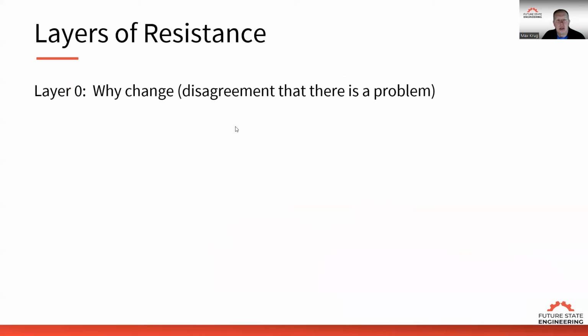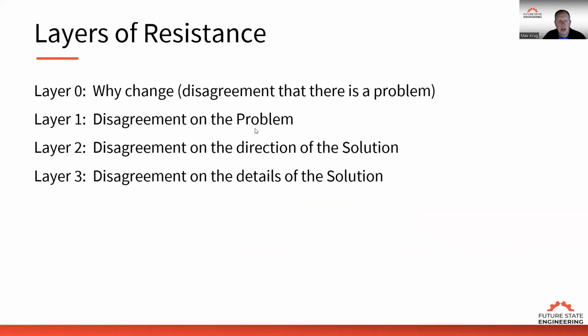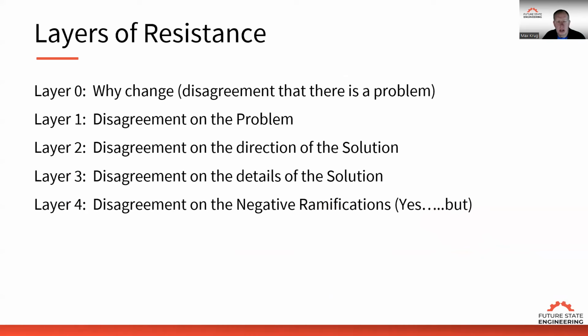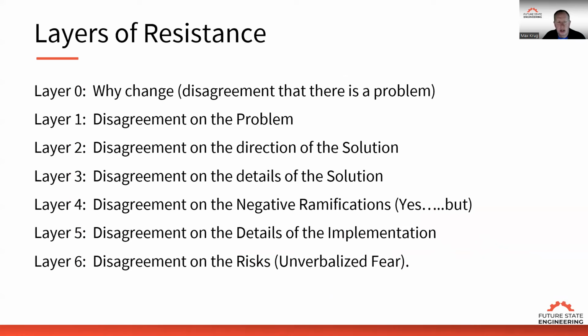To review our layers of resistance, layer 0 is why change, layer 1 is disagreement on the problem, layer 2 is disagreement on the direction of the solution, layer 3 is disagreement on the details of the solution, layer 4 is disagreement on the negative ramifications of the solution, layer 5 is disagreement on the details of the implementation, and layer 6 is disagreement on the risks. Today we're going to focus on layer 4.